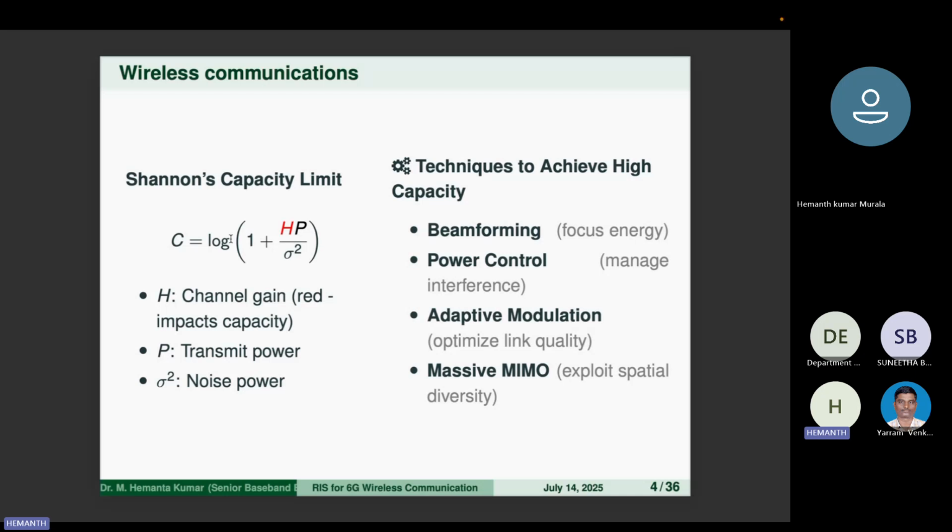Everybody knows, if you transmit signal X, then at the receiver it is Y. Can you write this equation? Y is equal to Hx plus noise. Everybody knows this basic communication. What is Y? Received signal. What is H? Channel. What is X? I am transmitting signals. What is this one? Noise. So what does the beamforming technique mean? Y is equal to Hx plus N. What is our ultimate goal from this equation? What is our aim? We want H.